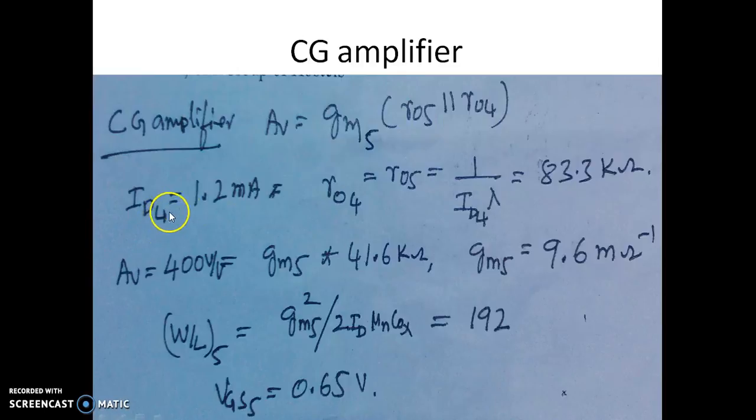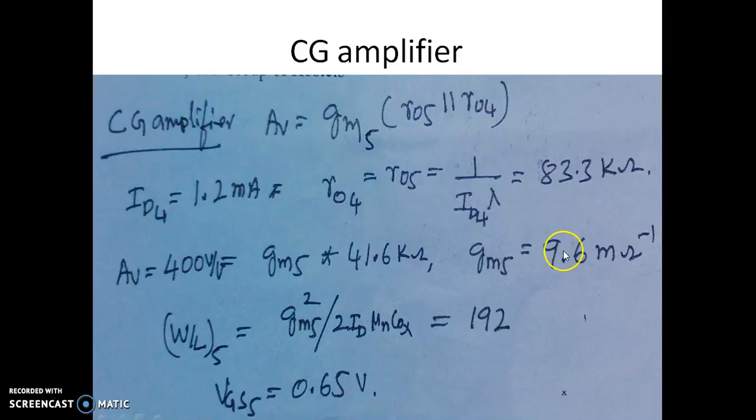Since ID4, the current through the CG amplifier, is assumed as 1.2 milliamperes, R04, which is equal to R05, will be given by 1 over ID4 into lambda, which happens to be 83.3 kilo ohms. So assuming the voltage gain of the CG amplifier to be 400 volt per volt, by substituting this into the equation of gain, we can find the value of gm5 as 9.6 milliohm inverse.